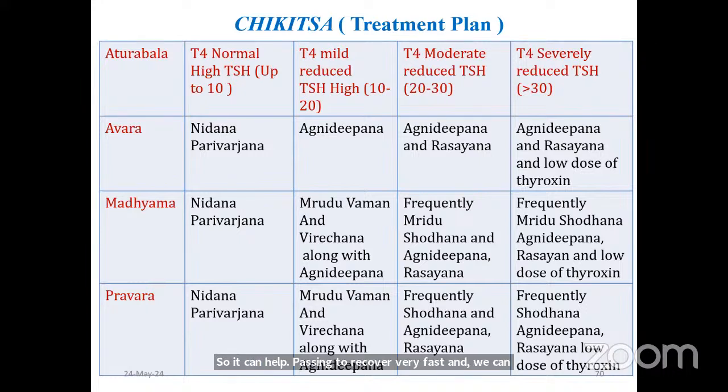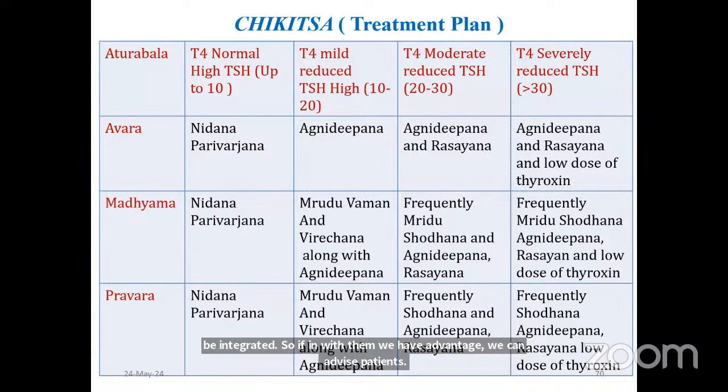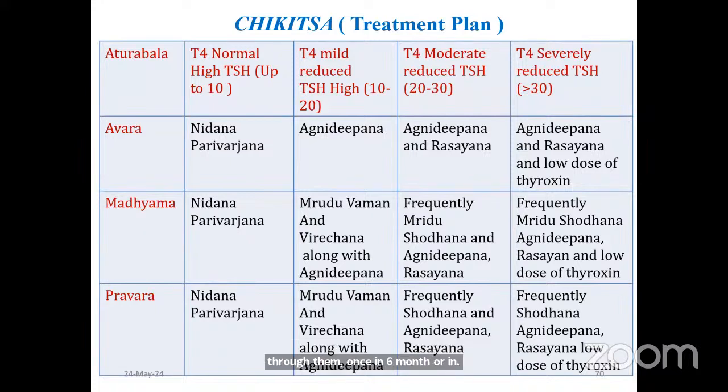If the patient has Madhyam Aturbal, then Nidan Parivartan along with, according to the seriousness of the condition, we can advise Mrudu Vamana and Virechan along with Agnidipan. And when the severity of the disease is more, frequent Mrudu Shodhan and Agnidipan should be done. So the same for Pravar bal. In Pravar bal, the frequency of Shodhan can be increased. So if in Madhyam we have advised Shodhan once in 6 months, in Pravar Agnibal we can advise quarterly Shodhan. And according to the severity of the disease, we can advise Rasayan or Kalp of the various Rasayan drugs. Next.